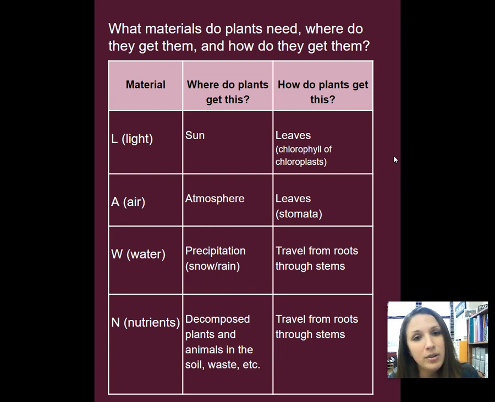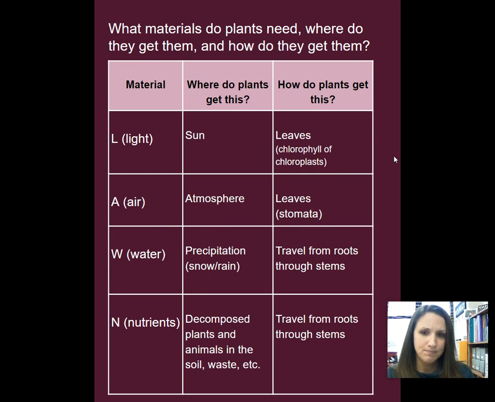But it does tell you here in this table that the nutrients are going to go through the roots to the stems and out to the other parts of the plant. So that's an indication that whatever the nutrients come from, they have to come from underneath, at the bottom of the plant where the roots are.